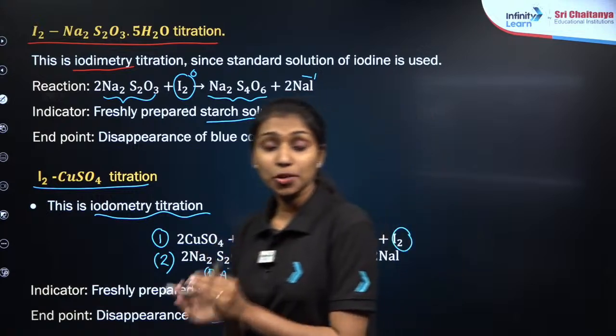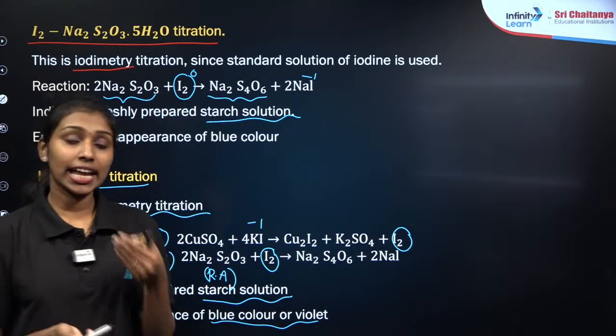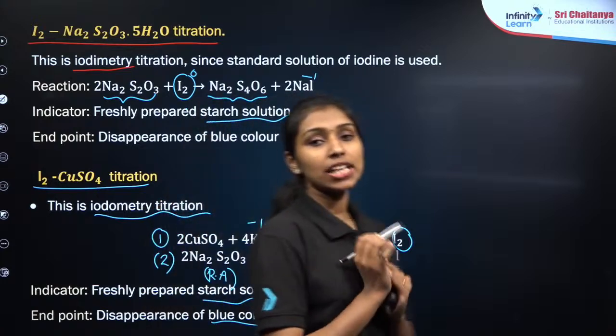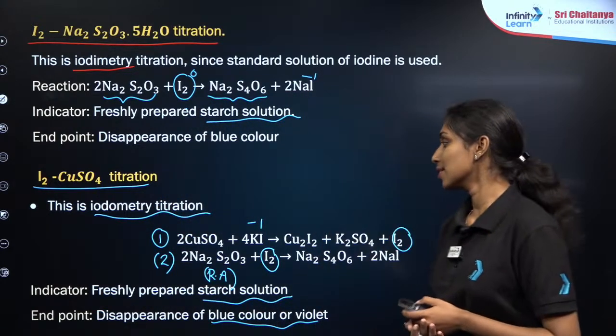Then the last one is iodometry and iodimetry. In the case of iodometry, liberated iodine is used. In the case of iodimetry, direct iodine is used as the oxidizing agent. Clear? Now let me move to the practice questions.